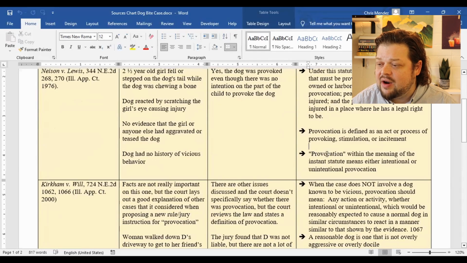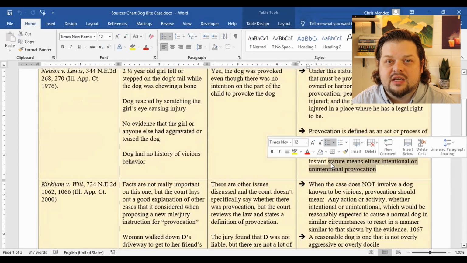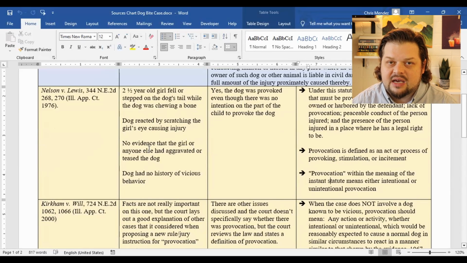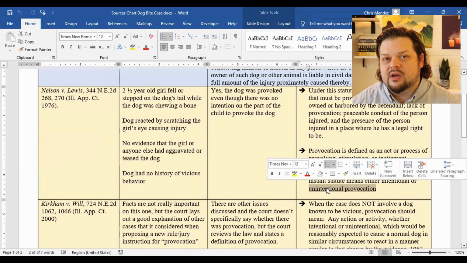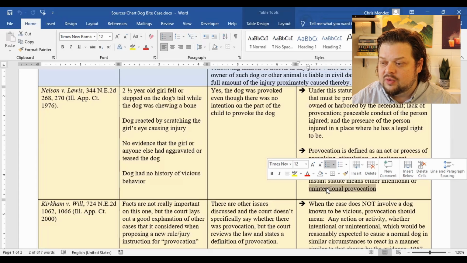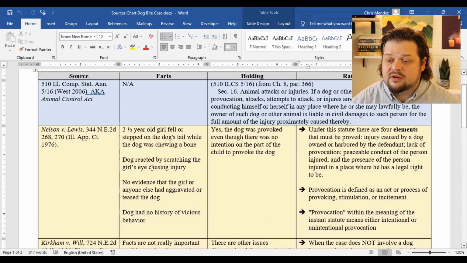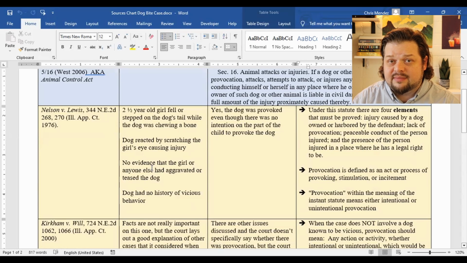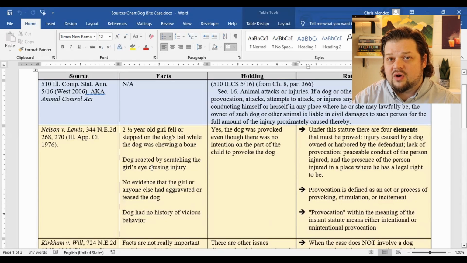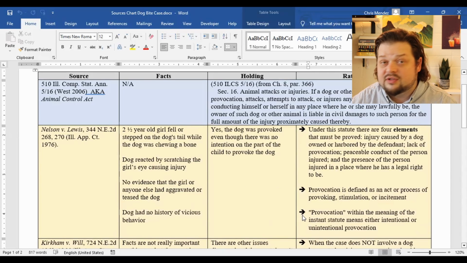So what they add in is that provocation within the meaning of the instant statute means either intentional or unintentional provocation. In their case, a little girl stepped on the tail. She wasn't trying to hurt the dog or incite anything from the dog. And what the court is saying is when we look at provocation, we're not going to ask whether the person was trying to provoke the dog. We're just going to ask whether or not their actions did provoke the dog. Okay, so what you do is you go through each case that you think is important, you pull out the facts, you give us the holding, whether or not provocation was found, and then you try to pull out any rules that you think we can use to apply to our case.